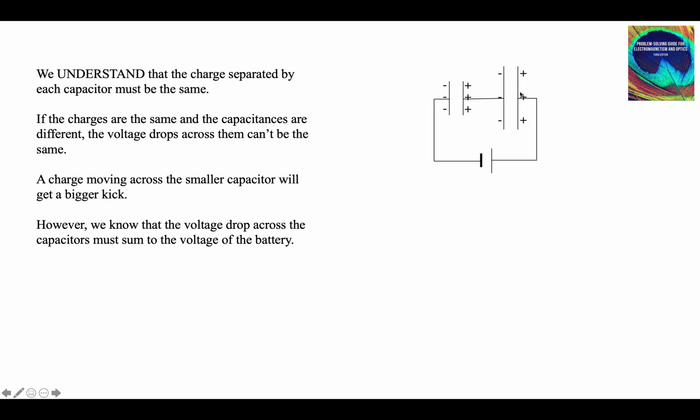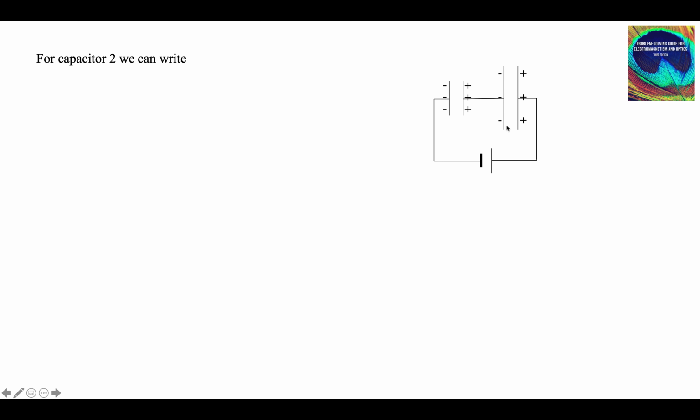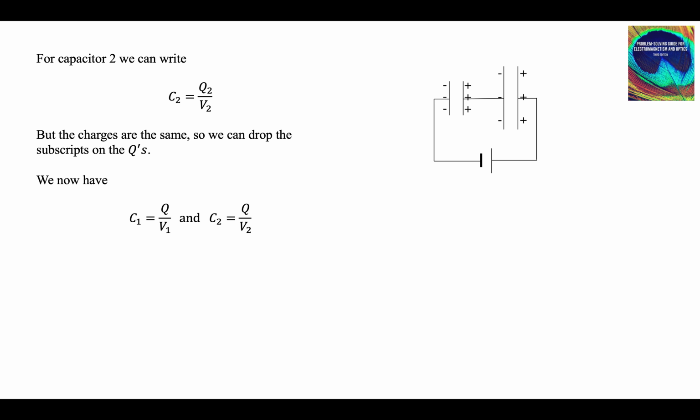We know that the total voltage drop has to be the voltage of the battery. So the voltage of the battery is the voltage drop across this one plus the voltage drop across this one. For capacitor 1, C1 is Q1 over V1. For capacitor number 2, C2 is Q2 over V2, but the charges are the same. We don't need to have subscripts on them. There's no difference between Q1 and Q2. They have to be the same. So we can drop the subscripts. These Q's are the same, and it's also Q through the battery.